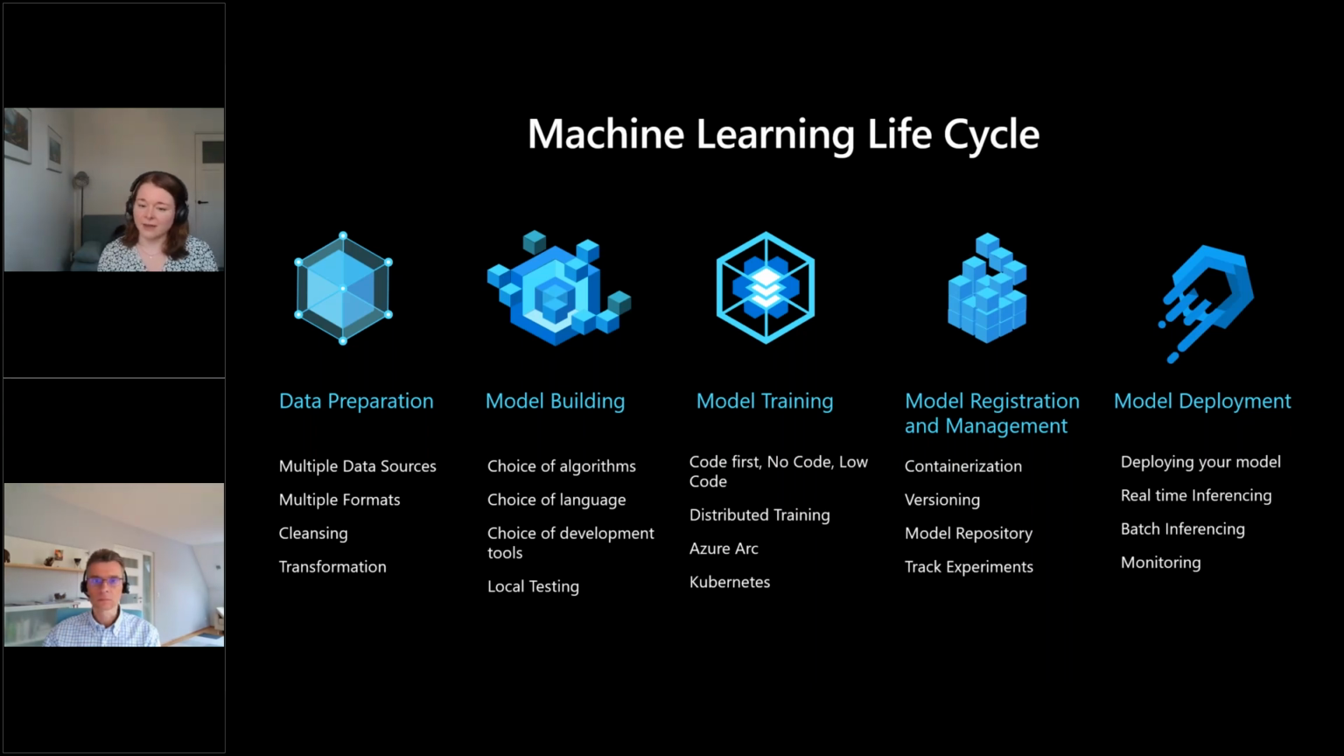And then we have the next stage of model registration and management. So we think that version control is really important in this stage, and not just for the actual code that you're using to train, but also versioning the actual models that you are creating, so that it's really clear what is the end-to-end lineage of the model that you have running in production.